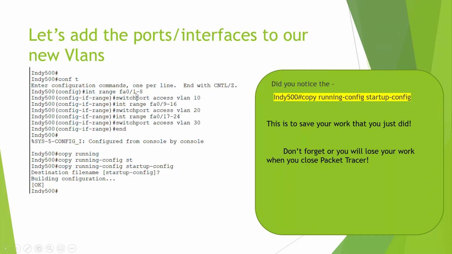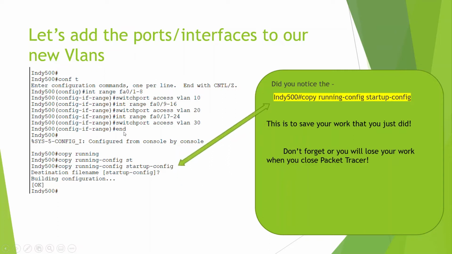We're going to hit enter, and you can see that now it says config-if-range. We're in the range function here, which is really awesome. Type in switchport access VLAN 10 and push enter, and then follow the diagram to do VLANs 20 and 30. And when you get all finished, you're going to type in end.